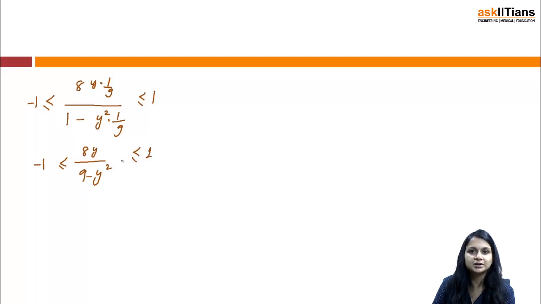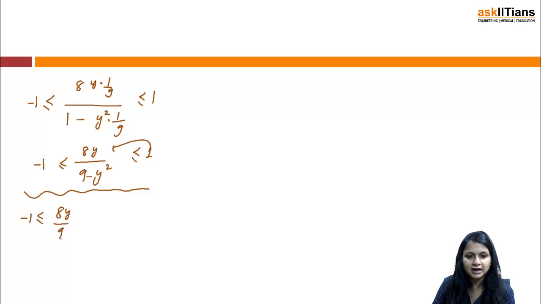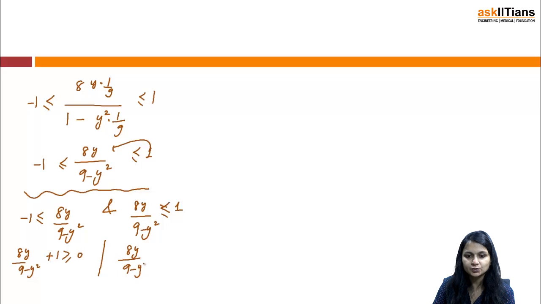That becomes simple. You can really easily solve this, because we have become experts in inequalities. What we'll do is bring the -1 here and solve them separately. So -1 less than or equal to 8y upon 9 minus y square, and simultaneously 8y upon 9 minus y square less than or equal to 1. This gives me 8y upon 9 minus y square plus 1 greater than or equal to 0, and 8y upon 9 minus y square minus 1 less than or equal to 0. Let's solve the first and second inequality.